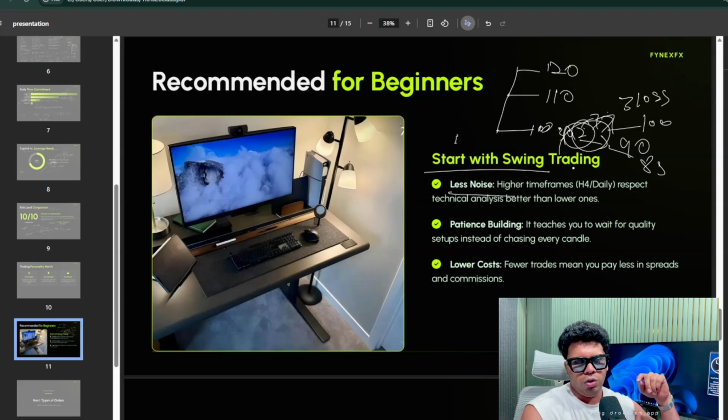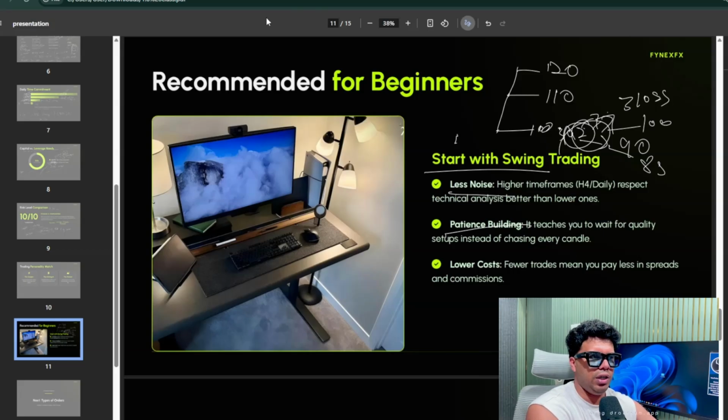That will be better for you, okay. That's going to relieve your stress in swing trading. At the same time, you can be an active trader, as in day trading, okay. I hope you get it. The patience is building. It teaches you to wait for quality setups instead of chasing every candle.